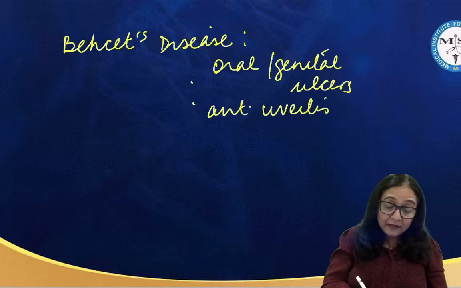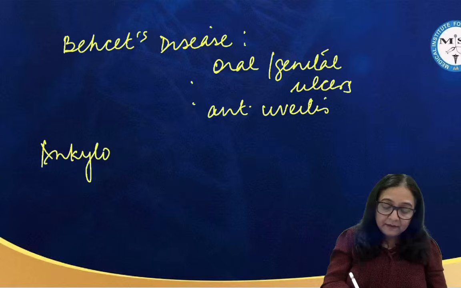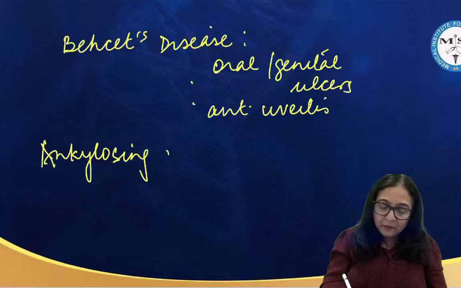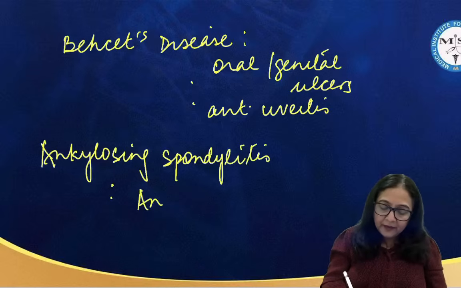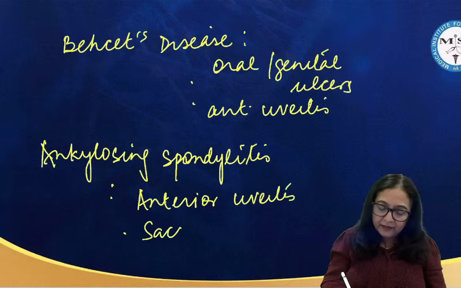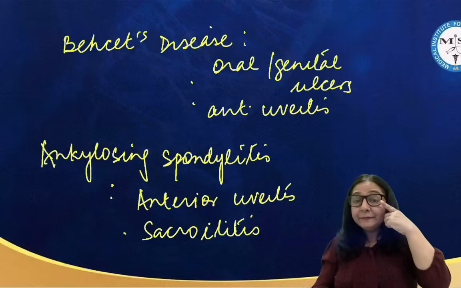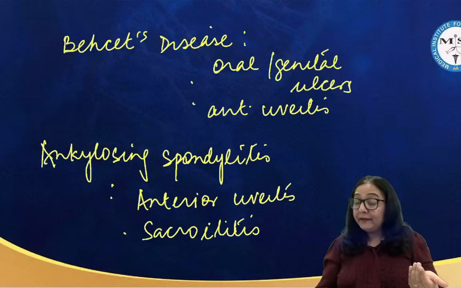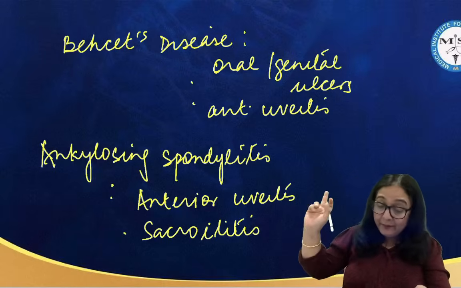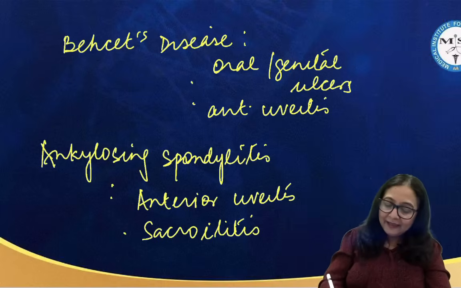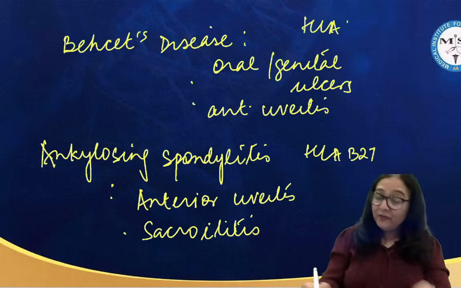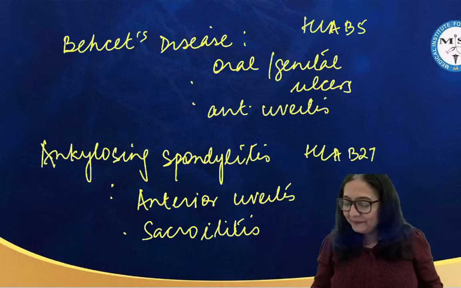Similarly, ankylosing spondylitis, you can get a case scenario based upon that. In ankylosing spondylitis, there is anterior uveitis with sacroiliitis, sacroiliac joint inflammation. The history will be back stiffness or lower back pain. So you have to remember it this way, beta. Behcet is HLA-B5, very nice, and ankylosing spondylitis is HLA-B27. Perfect. All of you are so nice. Okay? We can move to the next question.